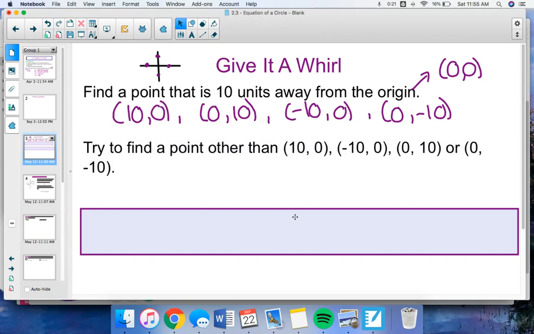Okay? But now I want you to try something different and try to find a point other than 10, 0, -10, 0, 0, 10, or 0, -10. Okay, so pause the video, see what you come up with. Talk to people around you. You can still talk. Just take out a headphone and see where they're at.